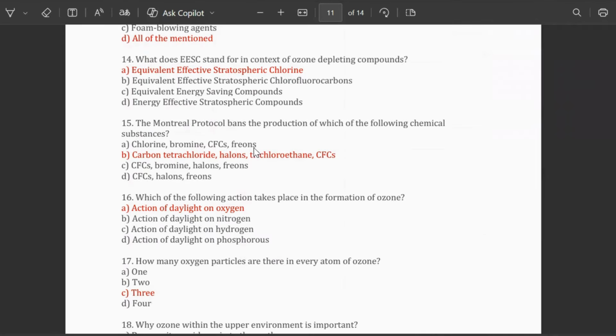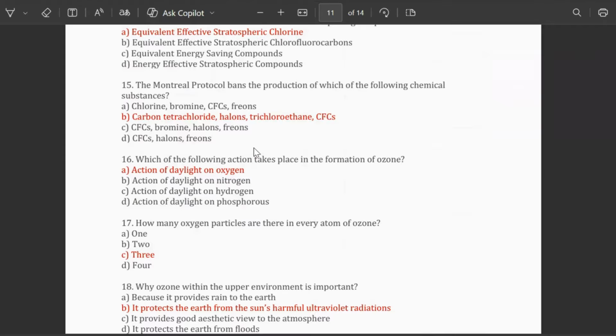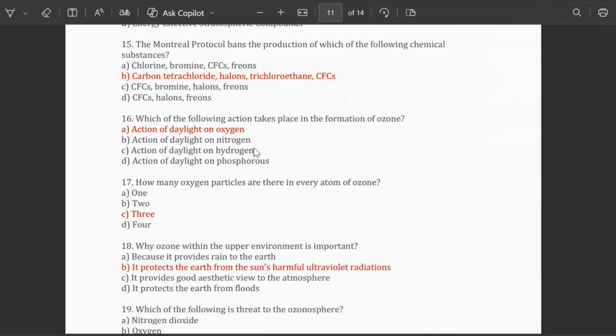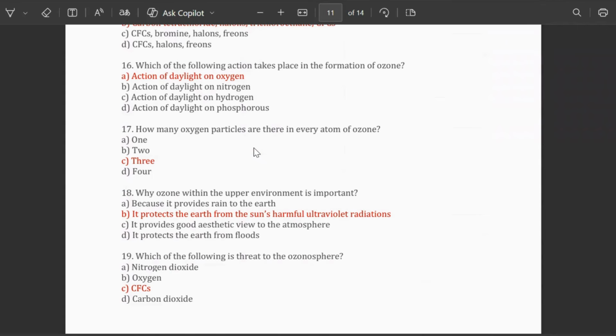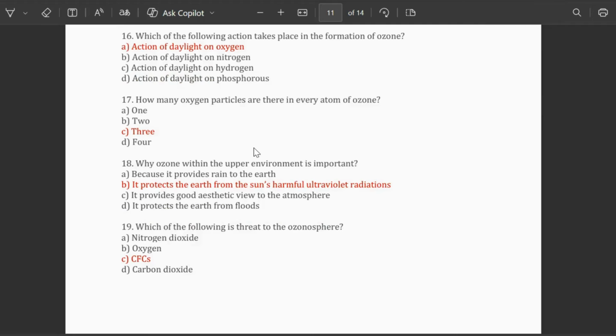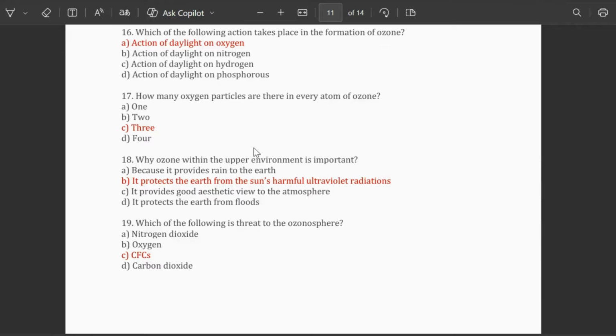Carbon tetrachloride, halogens, trichloroethane, CFCs. Which of the following actions takes place in the formation of ozone? Action of daylight on oxygen. How many oxygen atoms are there in every molecule of ozone? 3. Why is ozone in the upper atmosphere important? It protects the earth from the sun's harmful ultraviolet radiation.